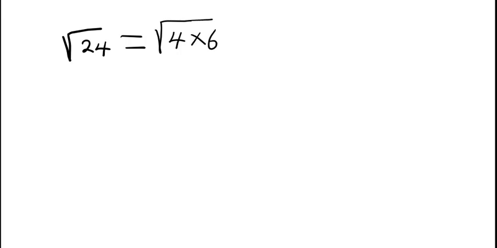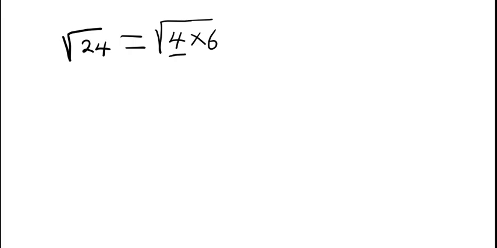Then let's have this square root of 24. Then we are going to look out for a factor pair that one of them is a square number. Now, if you do that, we are going to have 4 multiplied by 6. When you multiply 4 by 6, you are going to get 24. And in this factor pair, there must be a perfect square or a square number, which is 4.